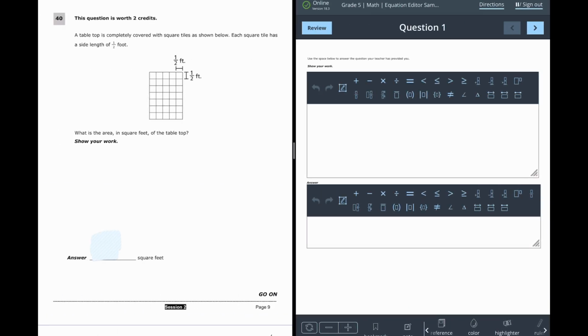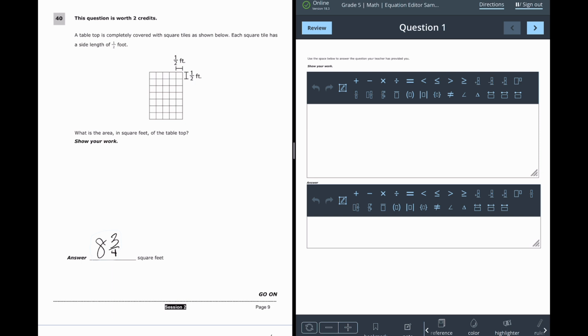All right, let's look at the next one. It's a 2-point question. We want to know the area of a tabletop, but noticing that every single square tile is only half a foot long. So this is a 2-point question. You have to show your work and give an answer. The final answer, you will give yourself 1 point if you had 8 3/4 square feet. That's actually 1 point, and then the other point for showing your work.